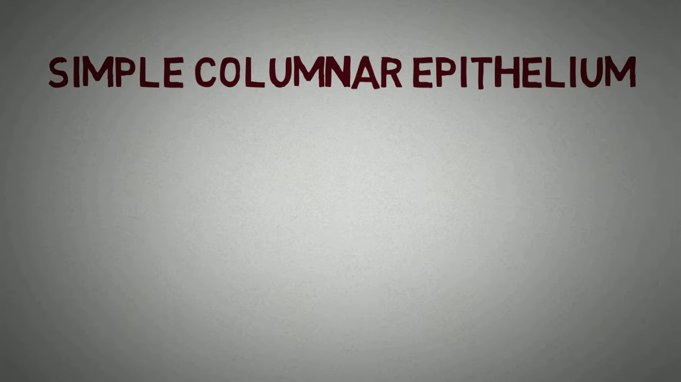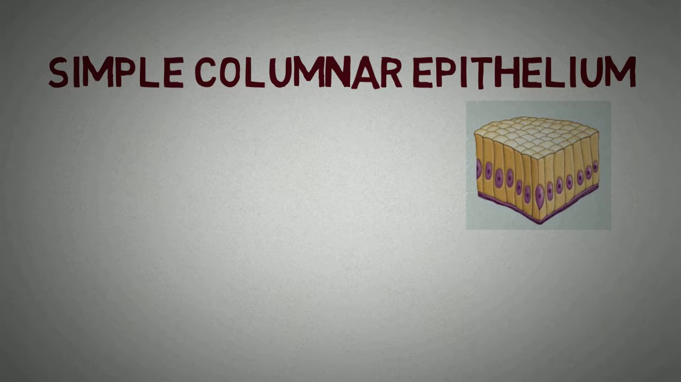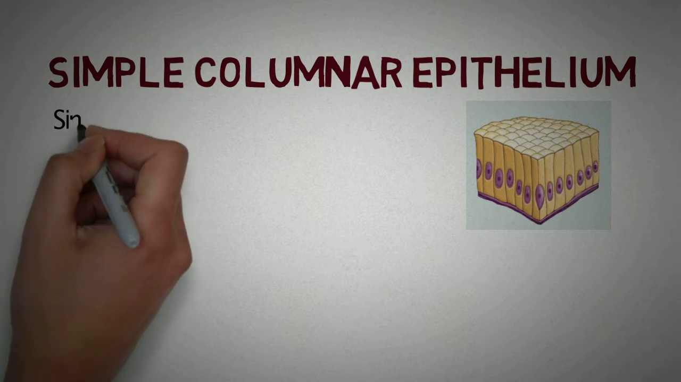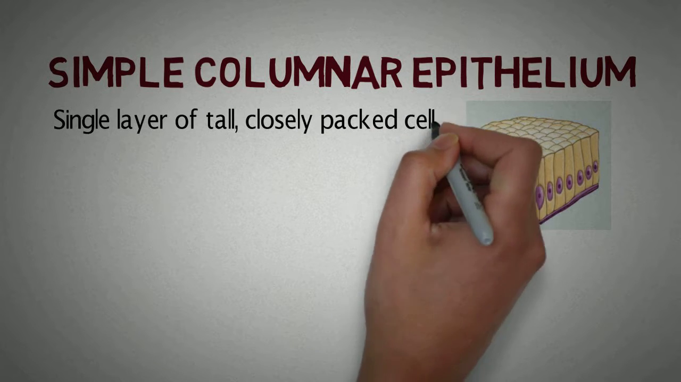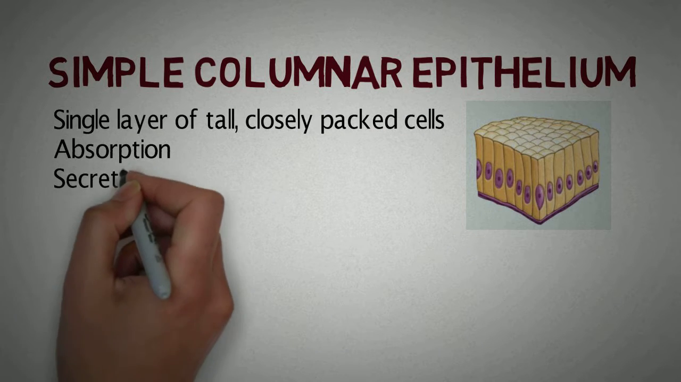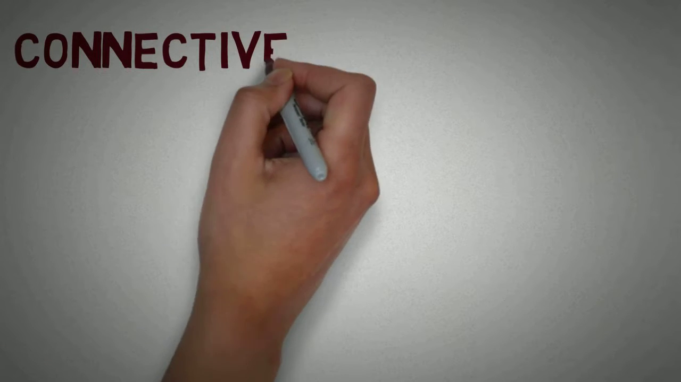Now, simple columnar epithelium is a type of tissue that has long, column-type cells. Again, simple meaning it's a single layer, but they're tall and column-like. Where do we find these? Areas where there's going to be absorption and secretion as well.